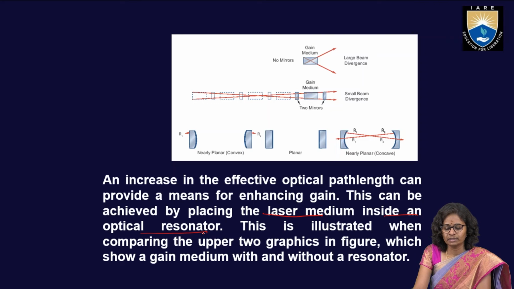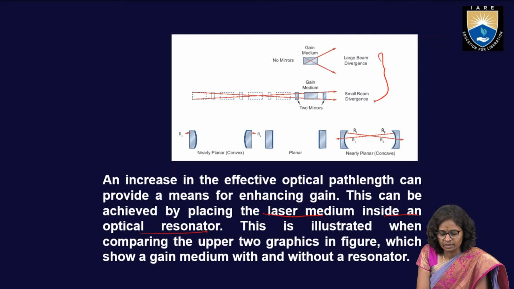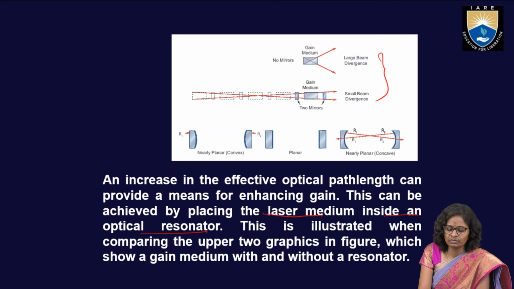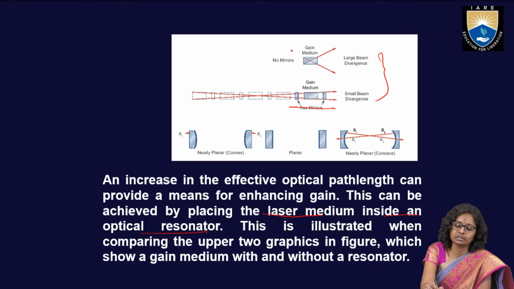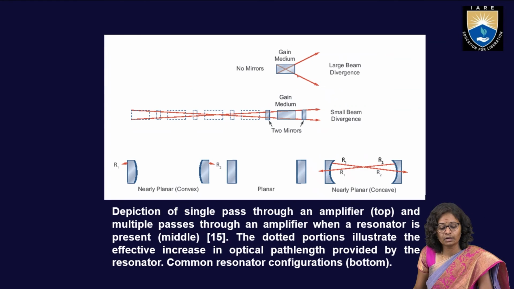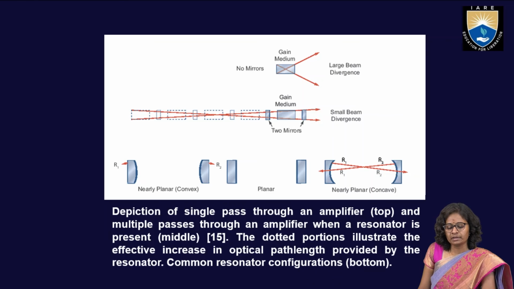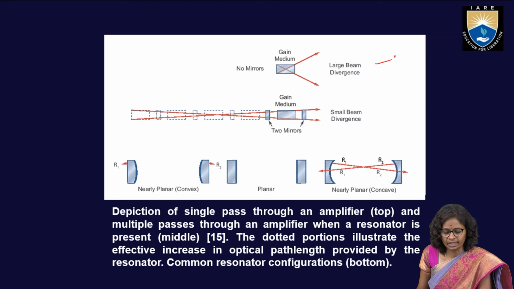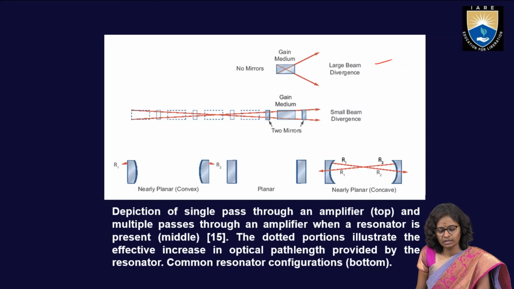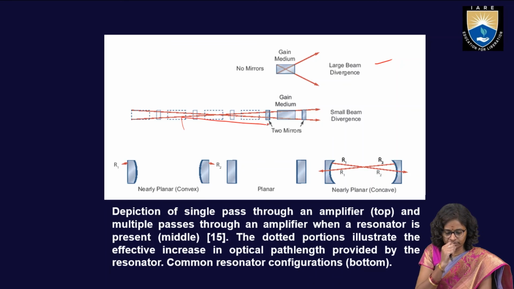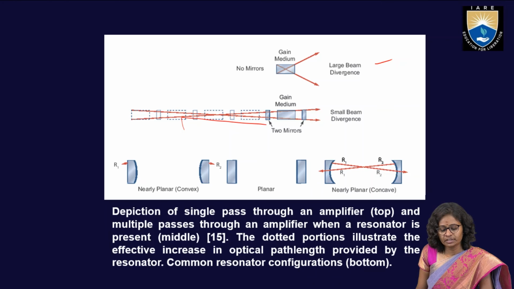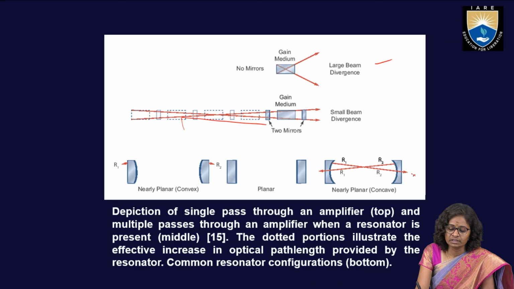This is illustrated in the figure when comparing the upper two graphics, which show a gain medium with and without a resonator. Here you can see the resonator, here there is no resonator. Depiction of a single pass through an amplifier on the top and multiple passes through an amplifier when a resonator is present. The dotted portions illustrate the effective increase in the optical path length provided by the resonator.